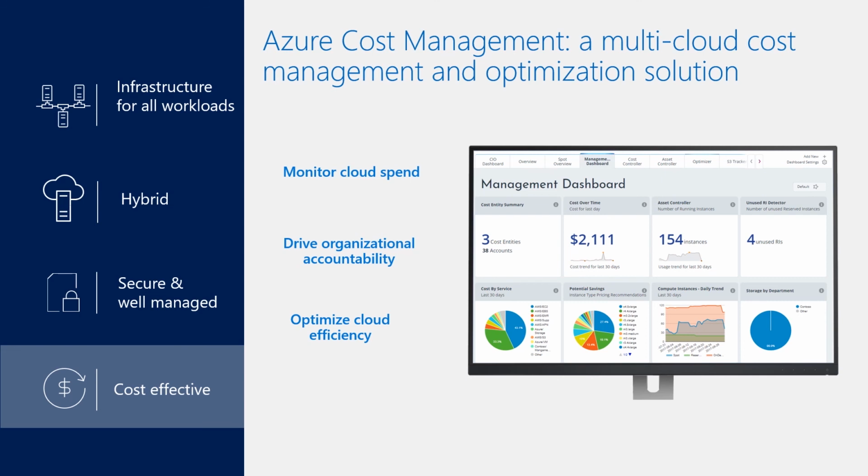You can also drive organizational accountability: allocate usage and costs using resource tags, produce chargeback and showback reports, let teams access data and insights with role-based access control, and alert stakeholders automatically for spend anomalies and overspending risks. And you can also optimize cloud efficiency: increase resource utilization with virtual machine right-sizing, eliminate idle resources, and improve reserved instance management.